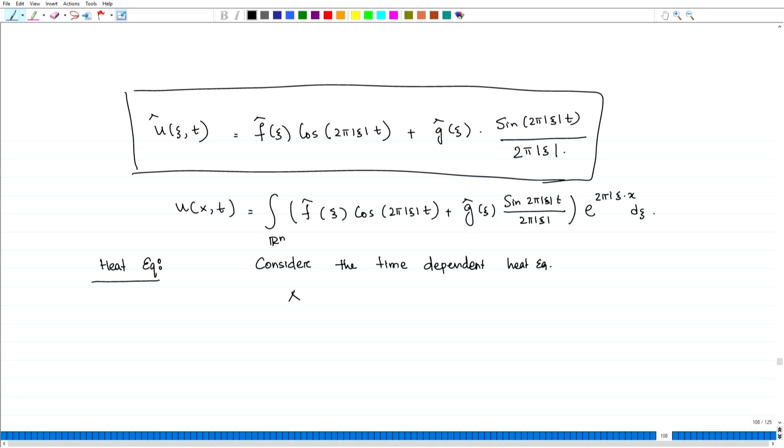This is equal to delta of u is equal to del u by del t on R n cross 0 infinity, and u of x comma 0 is equal to f of x. And as before, we are assuming that f is going to be in the Schwartz class. So again, we play the same game, taking the Fourier transform.